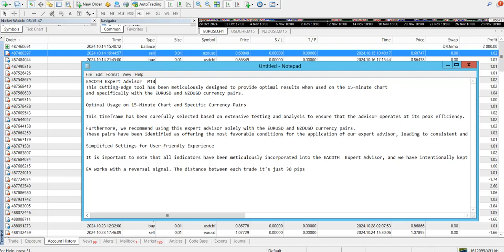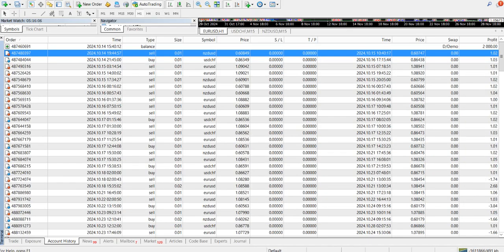This expert advisor works with a reversal signal. It works when the chances of reversals are very high, and the distance between each trade is just 30 pips. So it would not hold your trades for longer. Okay, so the EA works with a reversal signal. So let's go from here, guys.